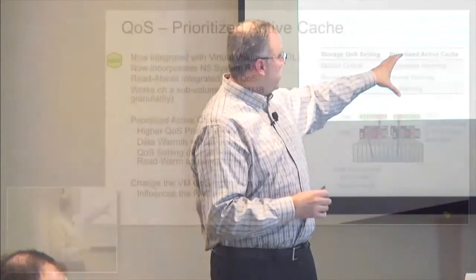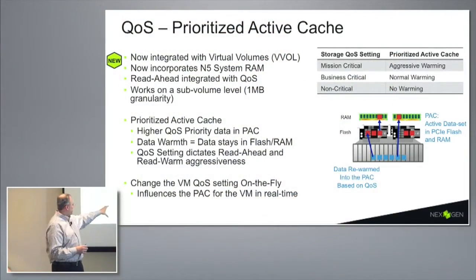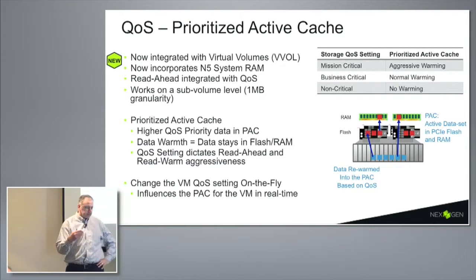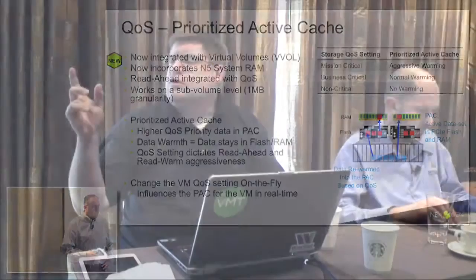Good questions. The prioritized active cache also incorporates the system RAM, so the data could exist in either disk, flash, or RAM to satisfy an I/O. What sort of redundancy then exists in the traditional disk subsystem? Is it just mirrored copies? The data protection we use on disk is RAID 6.